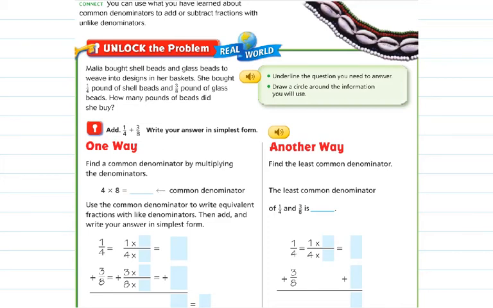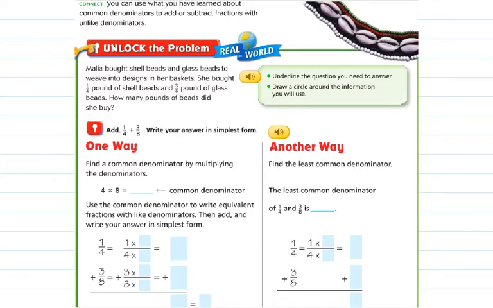Students, in lesson 6.5, we are working on adding and subtracting fractions. All of the work that we did with estimating fractions, finding common denominators of fractions, and rewriting fractions into equivalent forms will help us be successful in adding and subtracting fractions. Our essential question is, how can you use a common denominator to add and subtract fractions that have unlike denominators?